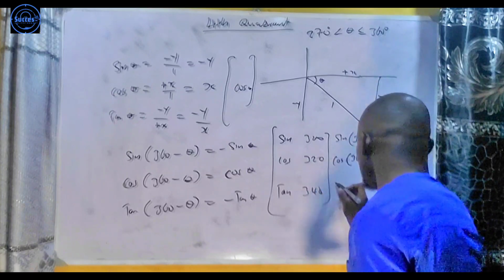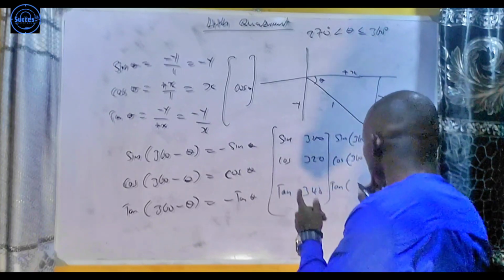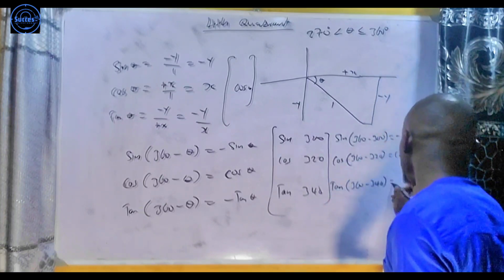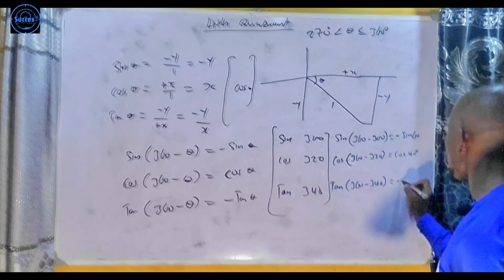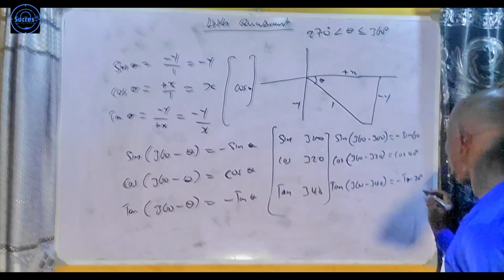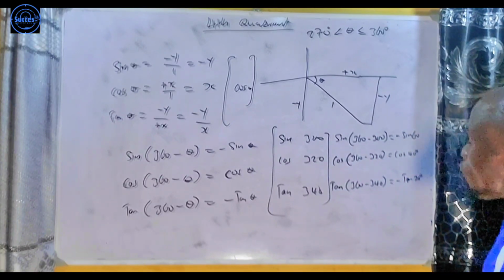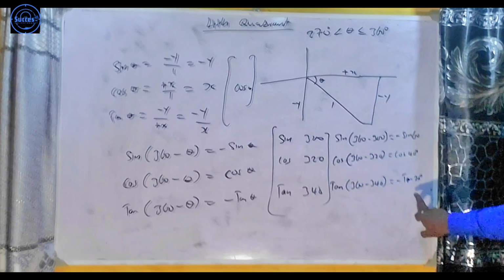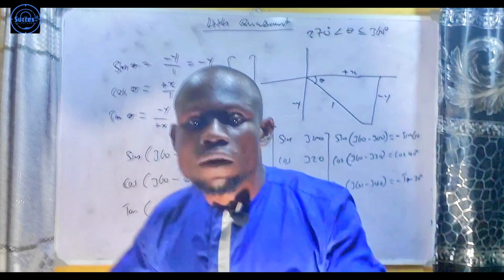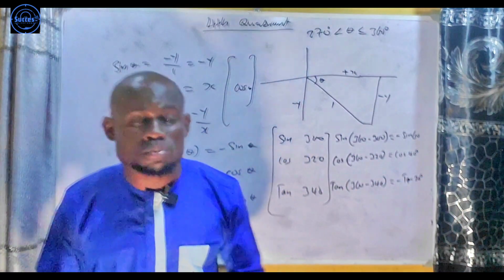So also when you have tan, this will be tan 360 minus 340. So this is minus tan 20 degree. What this means is that tan 340 is the same thing as negative tan 20 degree that you found in the first quadrant. It is as simple as that.